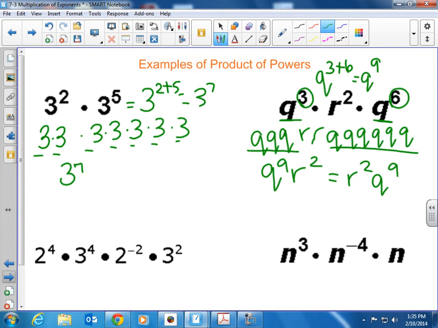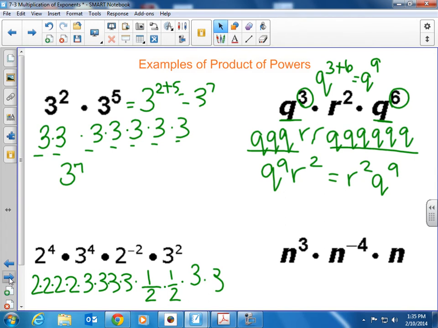Now let's look at the example down here with the 2's and the 3's. I have 2 to the 4th, so 2, 2, 2, 2. All those are being multiplied. 3 to the 4th, that's 3 4 times. 2 to the negative 2nd, so that would be like 1 over 2 squared. So 1 over 2 and then 1 over 2. And then I have 3 squared, so that's times 3 times 3. Now I'm going to combine all of what I have.